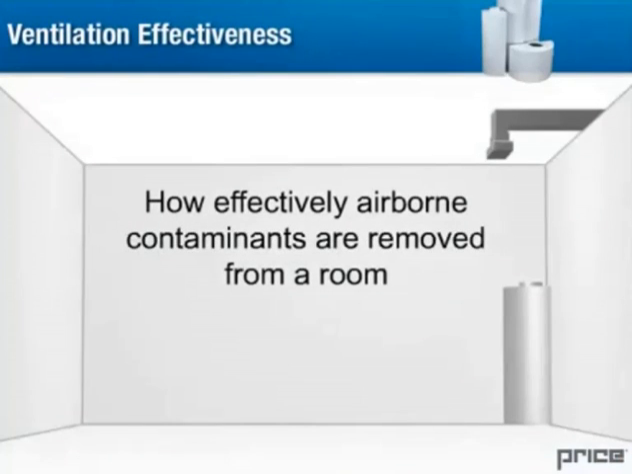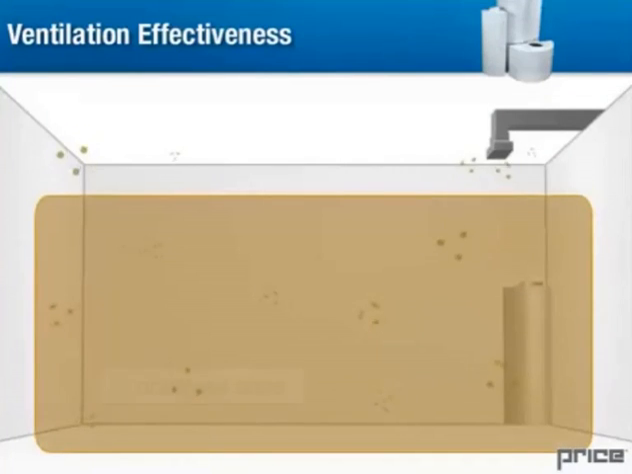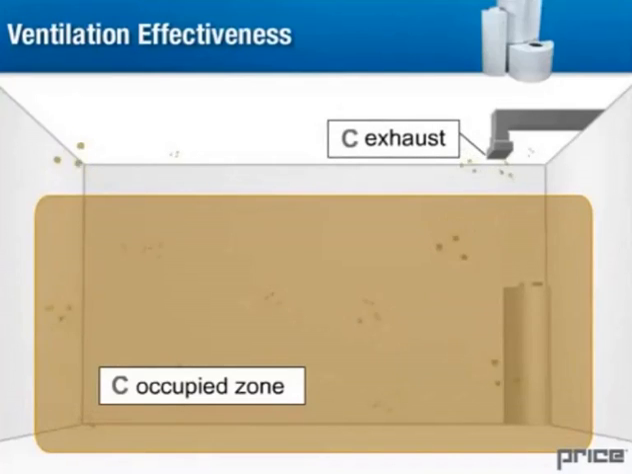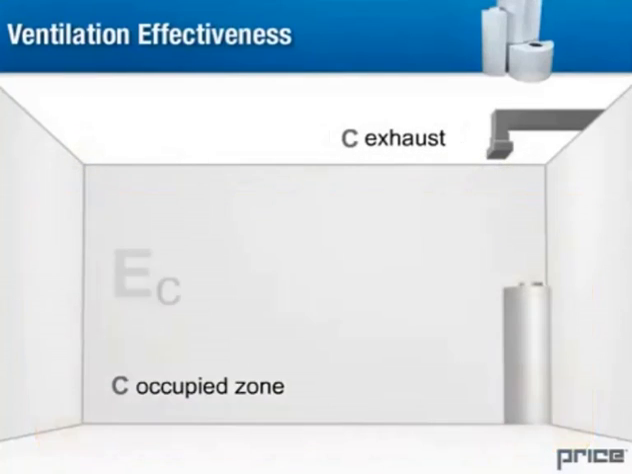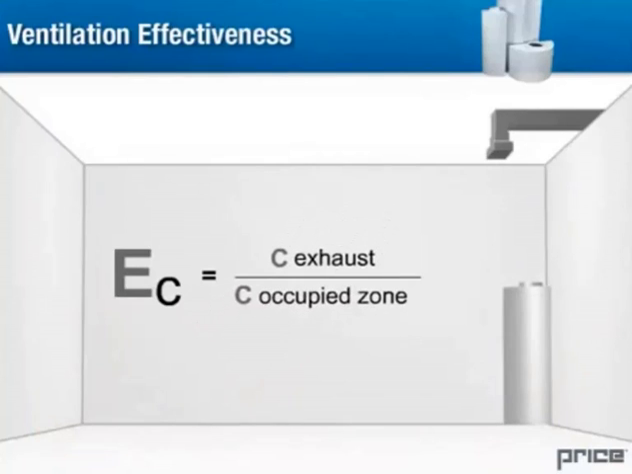Ventilation effectiveness can be defined as how effectively airborne contaminants are removed from a room. It can be determined by comparing the level of contaminants in the occupied zone to the contaminants in the exhaust leaving the room. Basically, if there are more contaminants in the return and less in the room, you have a high level of ventilation effectiveness.